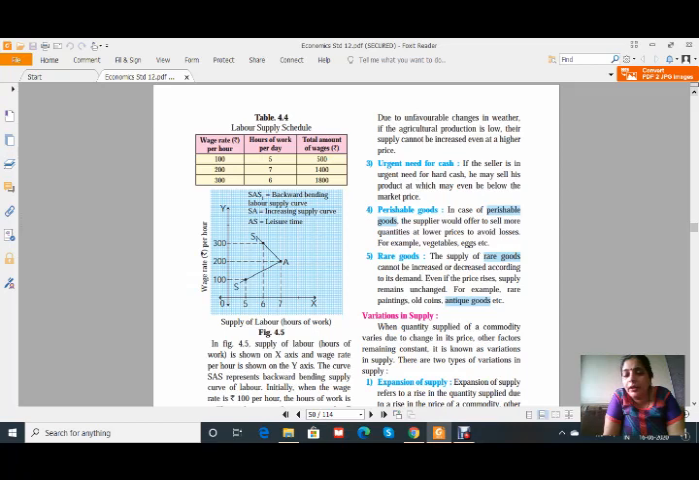Okay, I think all of you are getting this law of supply. It's a very important chapter: supply analysis, law of supply. Yes, in the previous lecture I already explained the law of supply. Today we have seen the exceptions to the law of supply. The variations in supply I will explain in the next lecture.